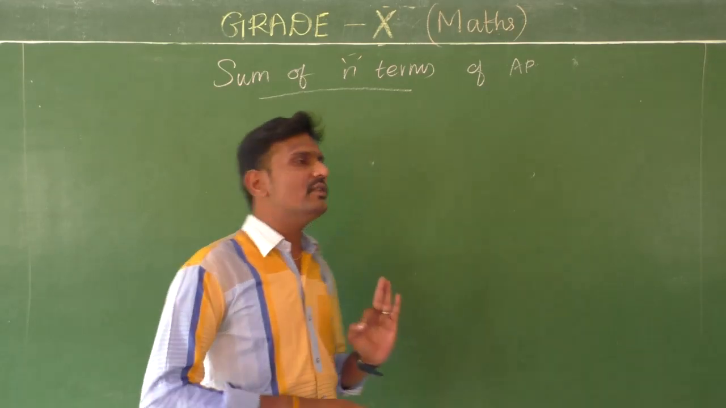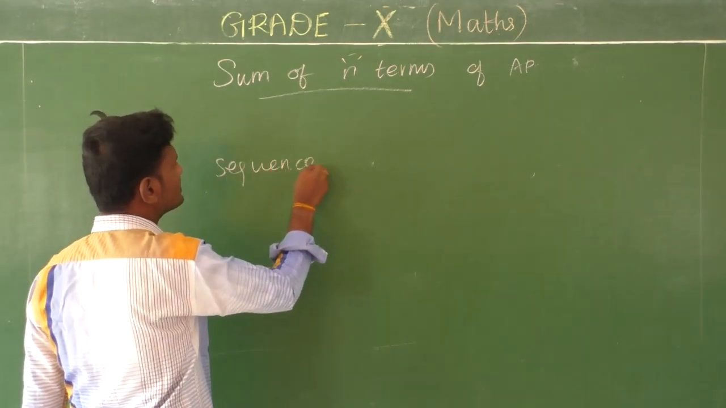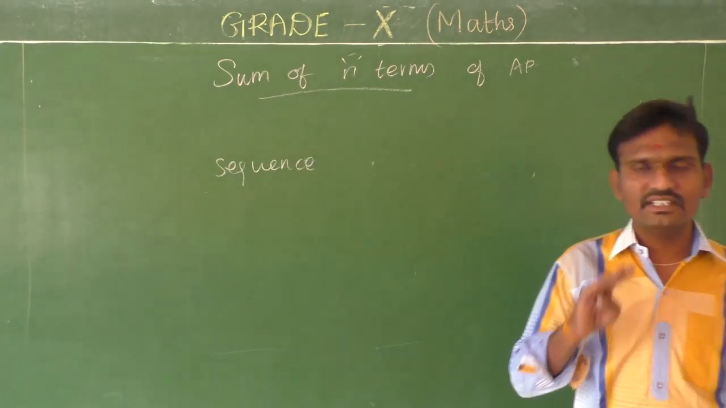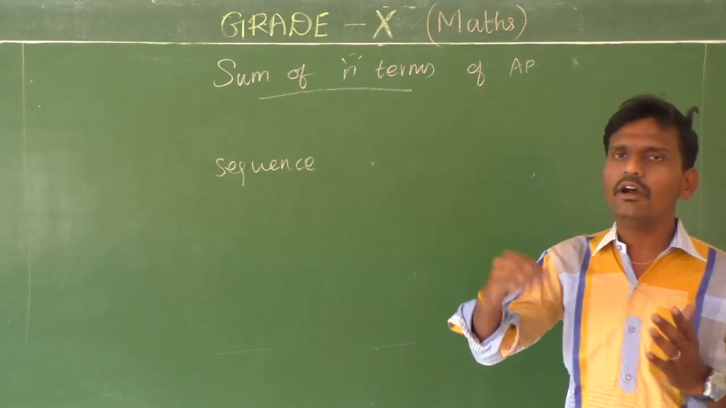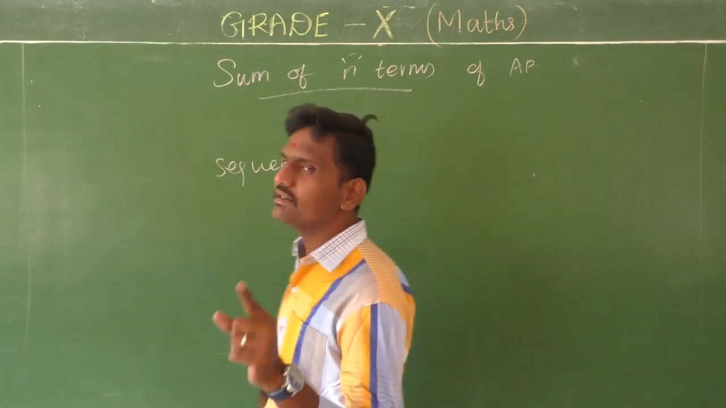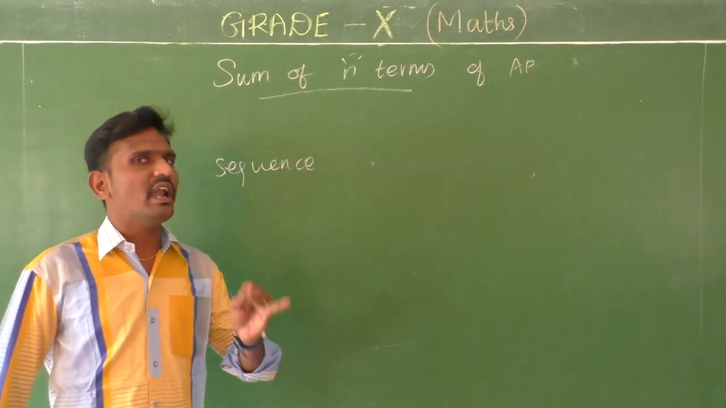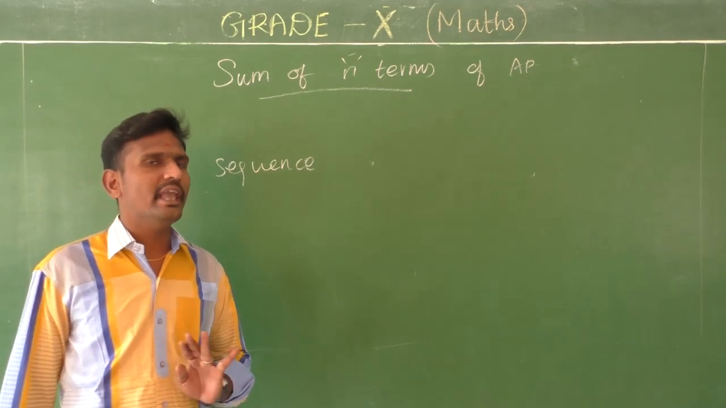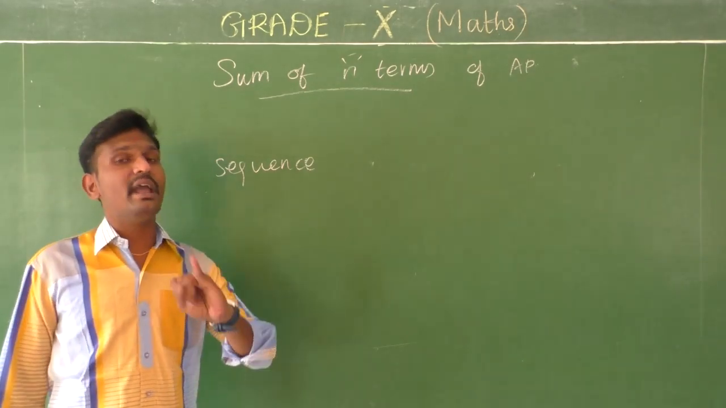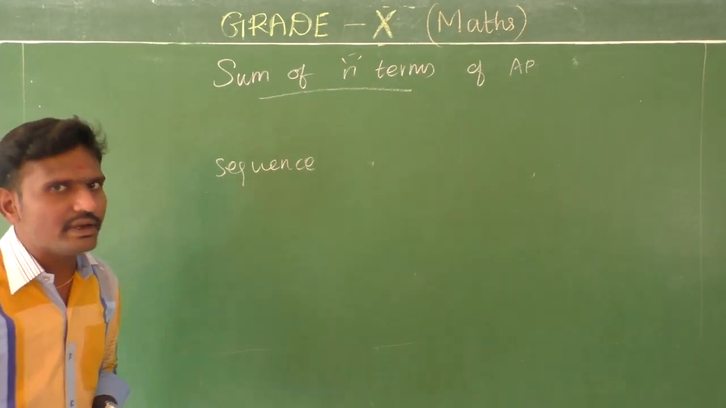Already you know the sequence. What is a sequence? A sequence means a list of numbers in a specific order, an arrangement or a listed set of numbers in a specific order. Sequences are of two types, AP and GP. AP is in your portion and GP in your 11th portion. And AP also has two types, finite AP and infinite AP. So these are all the sequence basics.